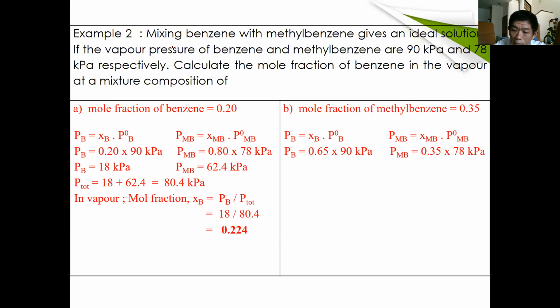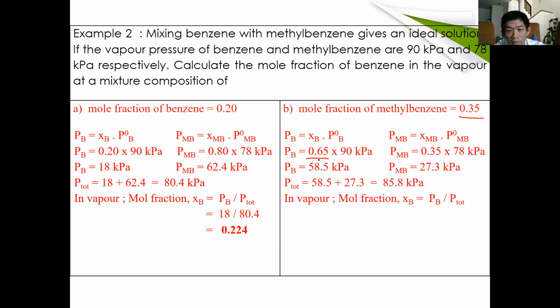Whereas in the second case, the mole fraction of benzene is 0.35, so you expect the mole fraction of methylbenzene to be 0.65. You get the vapor pressures of benzene and methylbenzene as 58.5 and 27.3 respectively. So the total pressure will be 85.8. In vapor, the mole fraction of benzene is 58.5 divided by 85.8, so you have 0.682. With that, that is all the things you need to know for ideal mixture solutions.